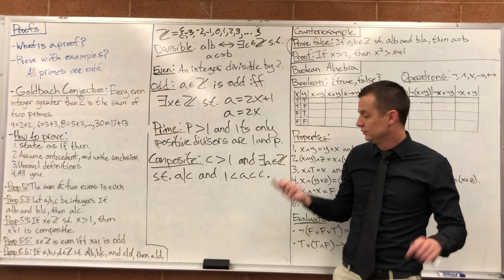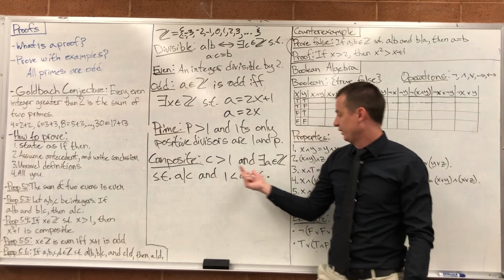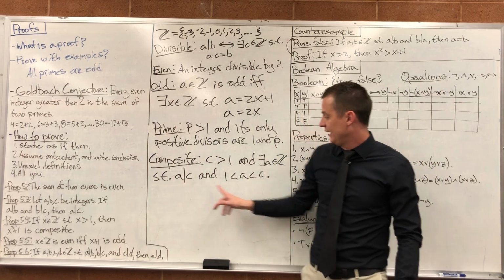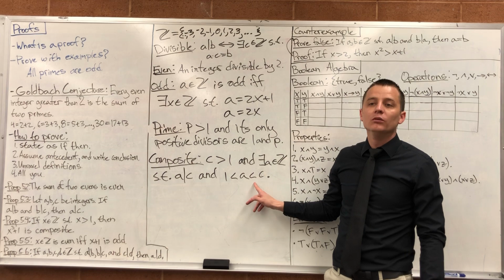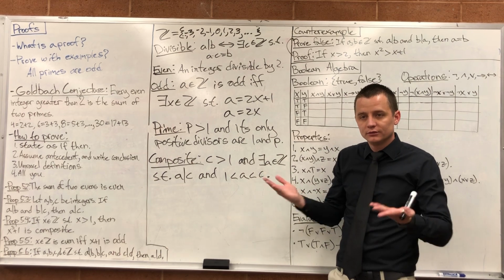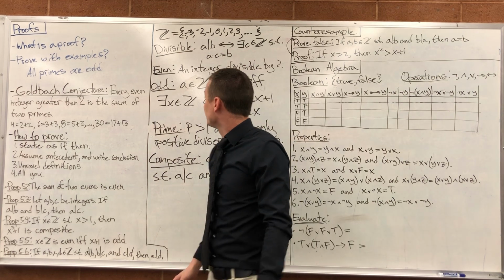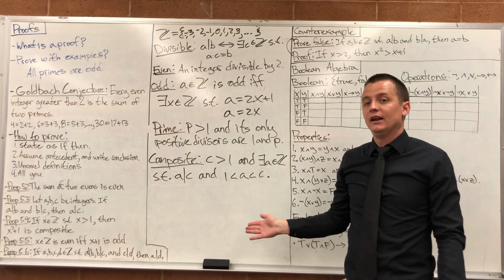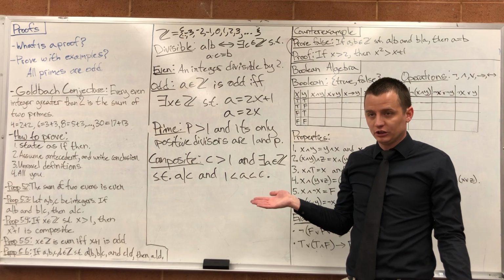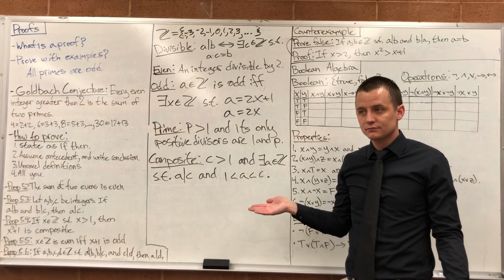Is 5 composite? No. Now, 5 is greater than 1, it works for that. Does there exist some integer that divides 5 and is in between 1 and 5? No. The only positive integers that divide 5 are 1 and 5. So 5 is prime. Okay, so those were our major definitions, and those were all the definitions we covered. And then outside that, we just covered logic, right?